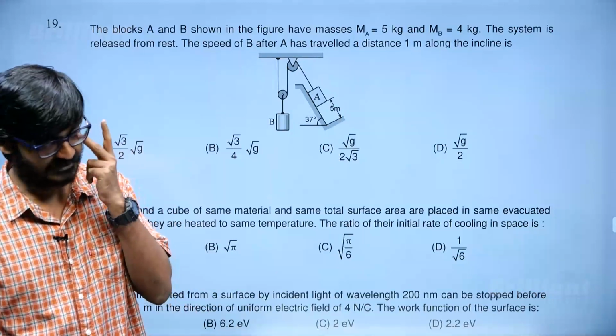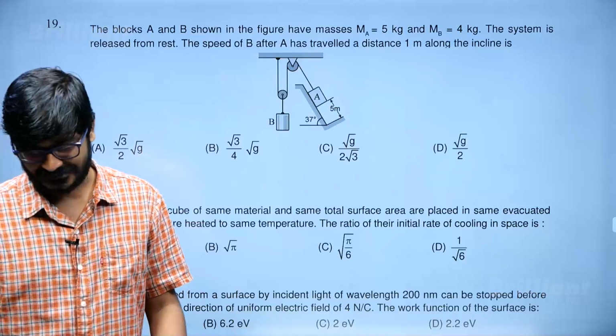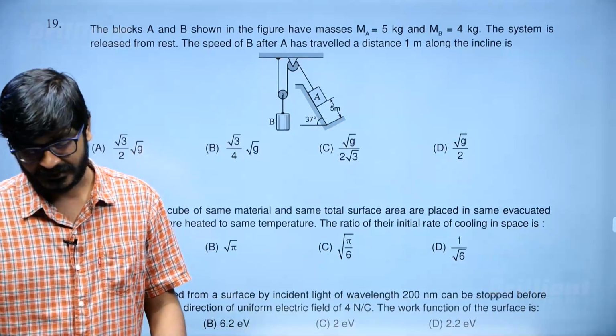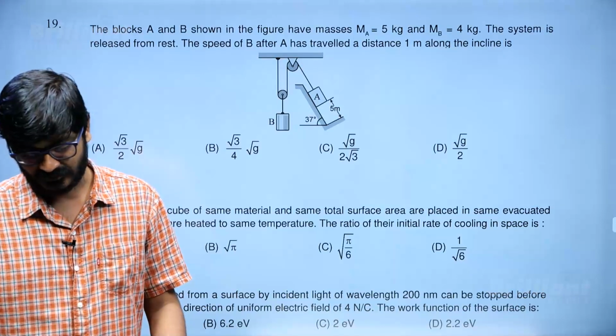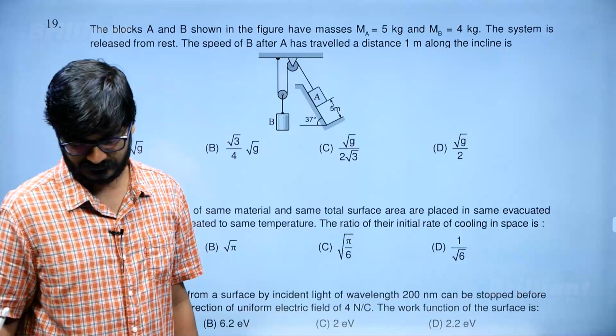You can look into the first question. The first question says, the blocks A and B shown in the figure have masses 5 kg and 4 kg. The system is released from rest. Find the speed of B after A has travelled a distance 1 meter along the incline. 1 meter along the incline, right? So this is the figure.